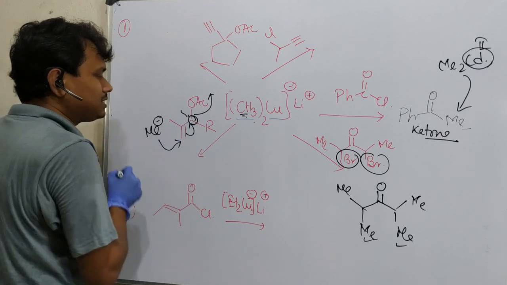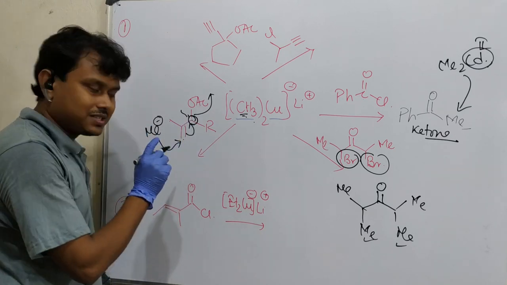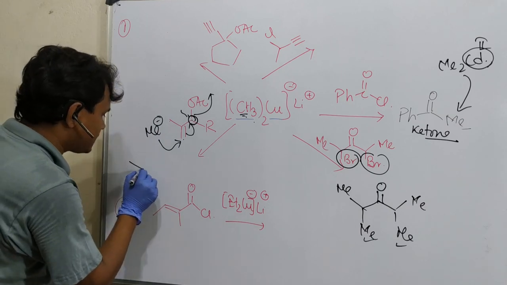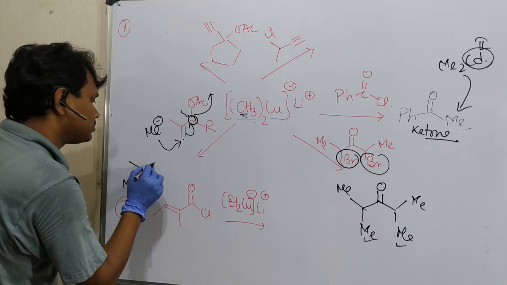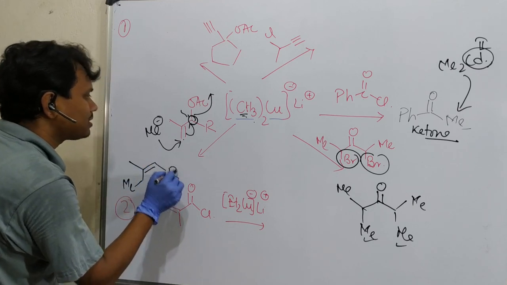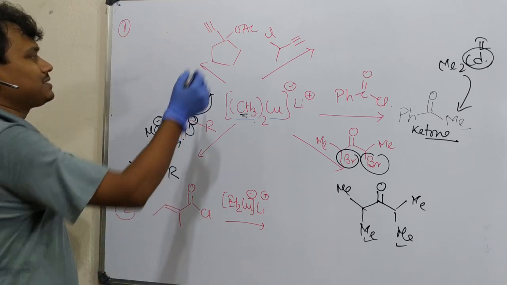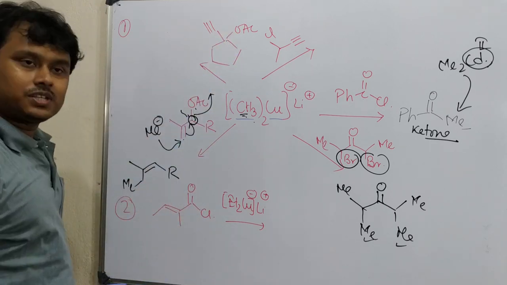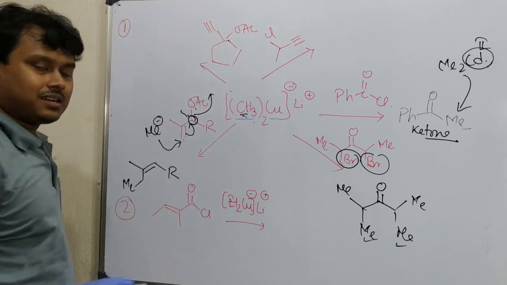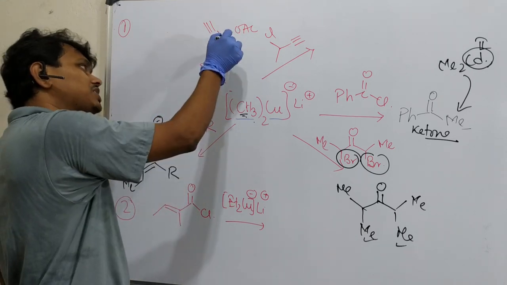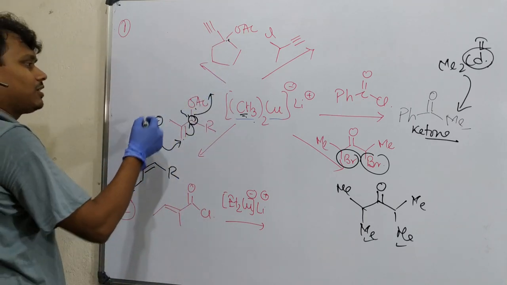Because this center has a little more bulk compared to that center, attack on this center is facilitated. So the product looks like this: this is the methyl, this is the double bond, this is R, since this OH has left. Now you can see a similar problem is observed here, but this is the tertiary center. So nucleophilic substitution on this tertiary center, an SN2 type reaction, is not easy. That's why vinylogous substitution happens.